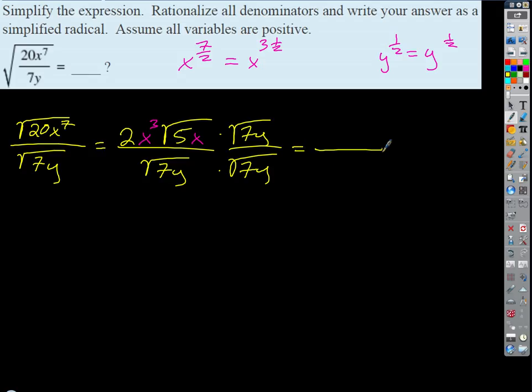So I just end up on the bottom with 7y. On the top, I've got my 2x cubed, and then I just have to multiply those square roots together. Well, the square root of 5x times the square root of 7y is the square root of 5 times 7 is 35, and then x times y, right? And that's it. How would I check it? Plug in a random value for x, random value for y. See if I get the same thing before and the same thing after on your calculator, right? See if you get the same decimal.